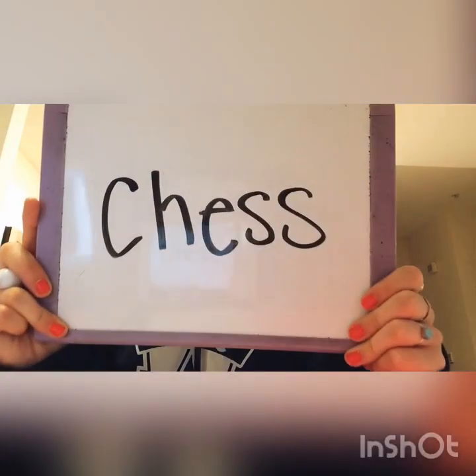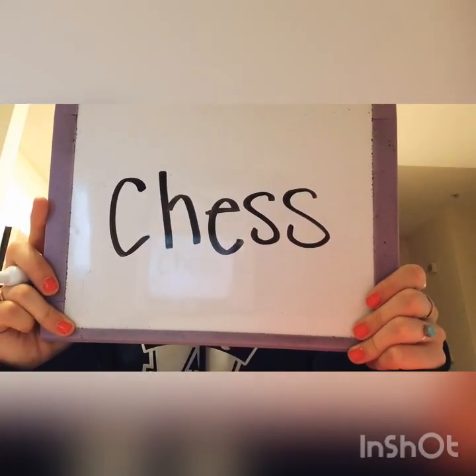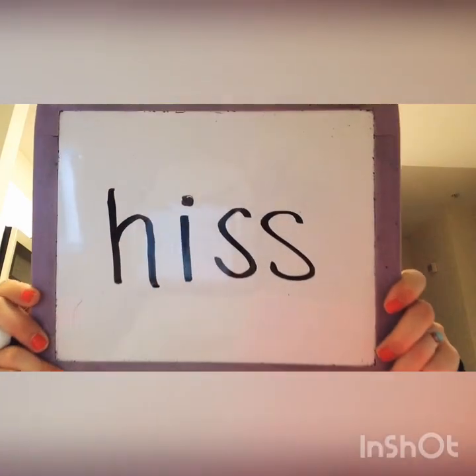The next word we're writing is chess. This one's kind of tricky. Let's see if you got it right. Chess. I'm going to show that answer. Next word. This is the sound that a snake makes. It says hiss. I'll write that word. And I'm going to show you our answer. Hiss.